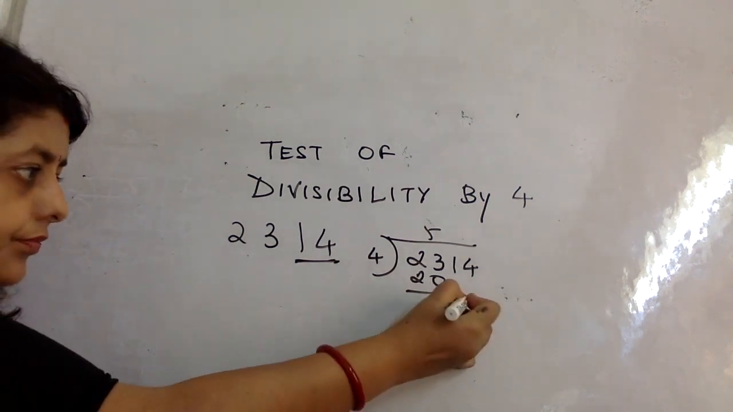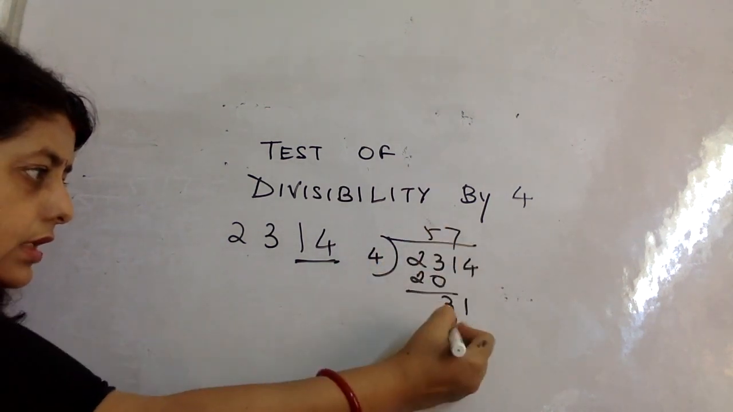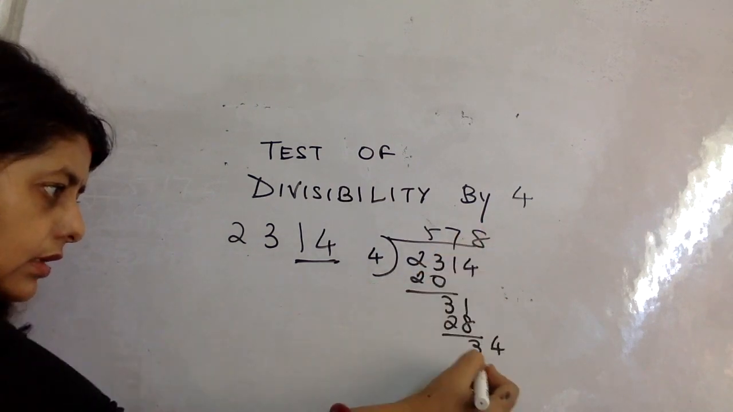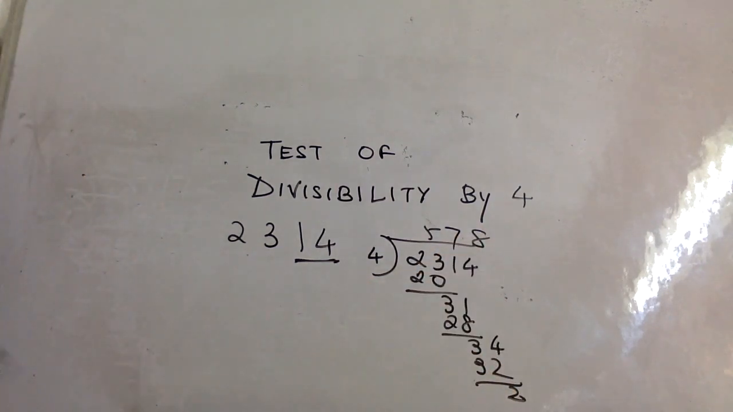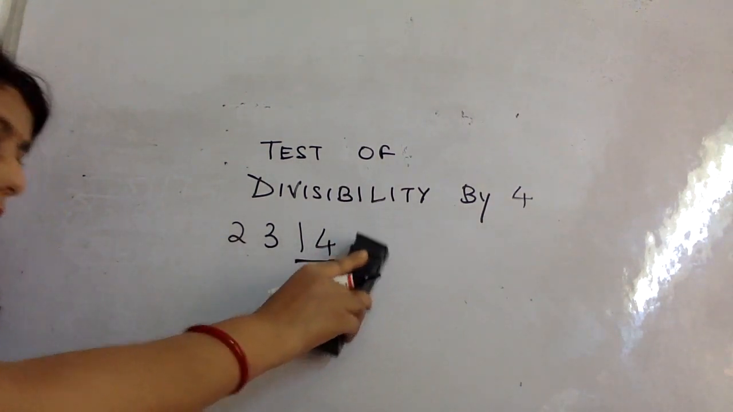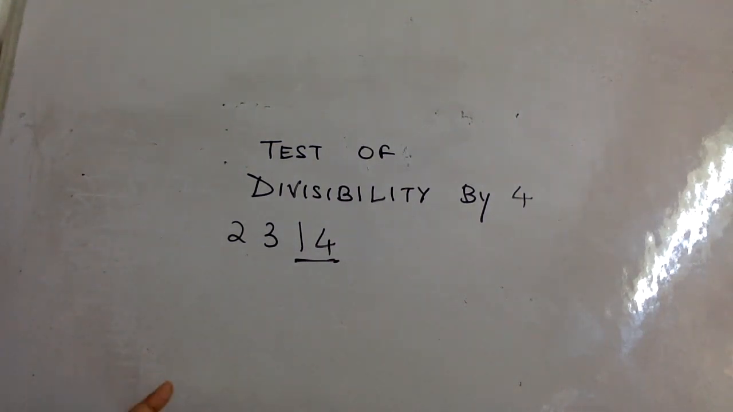3, 1. 4, 7s are 28, 34. 8s are 32 and 2. Okay. So 2 remains as the remainder. So the number is not divisible by 4. So we have to see whether the last 2 digits makes a number which is divisible by 4 or not. If yes, the number is divisible by 4.